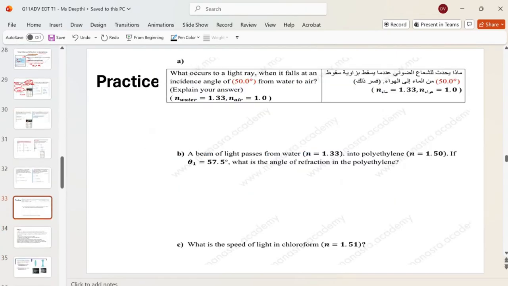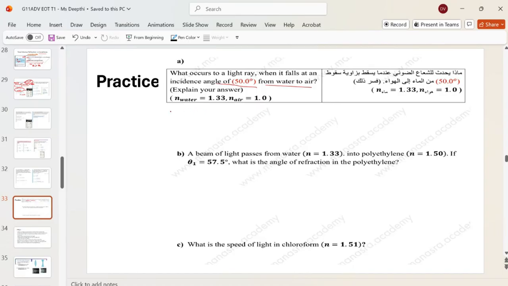That's all for the same questions. Let's solve one exam type question. What occurs when a ray of light falls at an angle of incidence 50 degrees from water to air? So you can see that it's going from big N to small n. If you want to know what happens when light is going from water to air, you have to first check the critical angle.